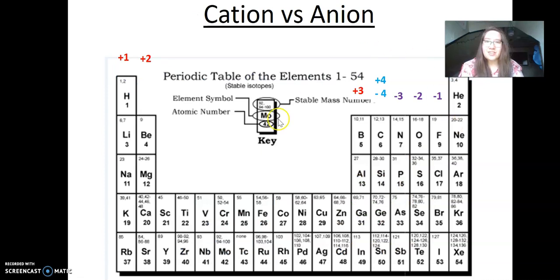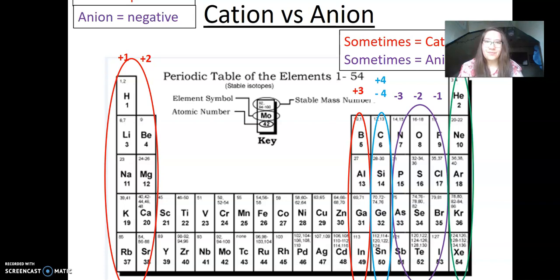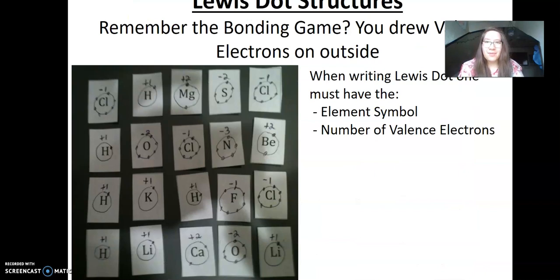And then this is just a reminder of those oxidation numbers and how that'll relate to cation versus anion. Those are our cations, these are our anions. And our noble gases will never have a charge. So you might remember the Lewis dot structure bonding game. So you drew these valence electrons on the outside and you gave them their oxidation numbers. And these are actually really similar to what a Lewis dot structure would look like. Lewis dots, you're basically just putting the dots in that valence shell around the atom.